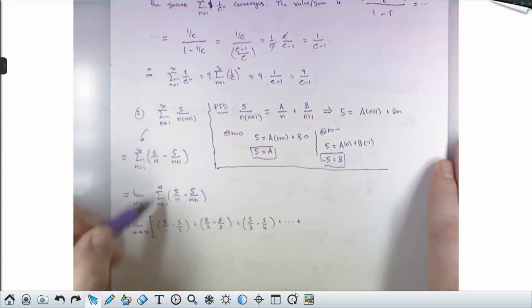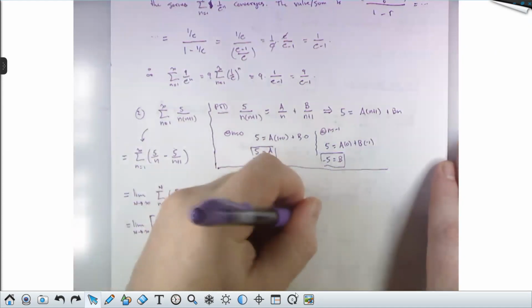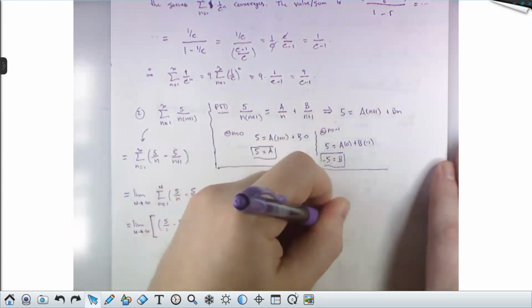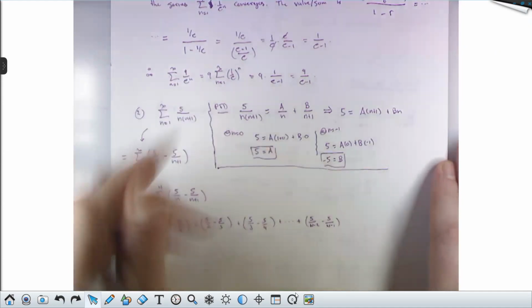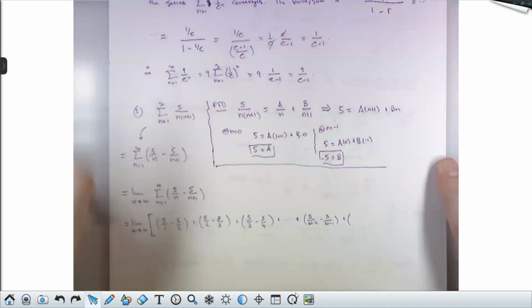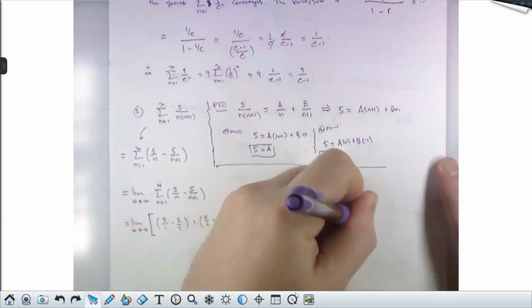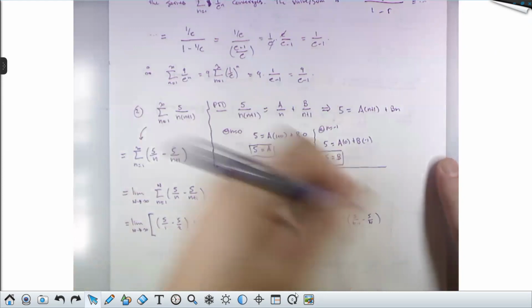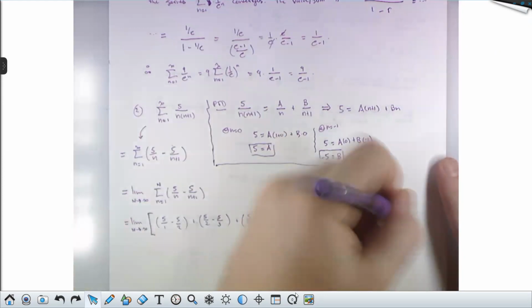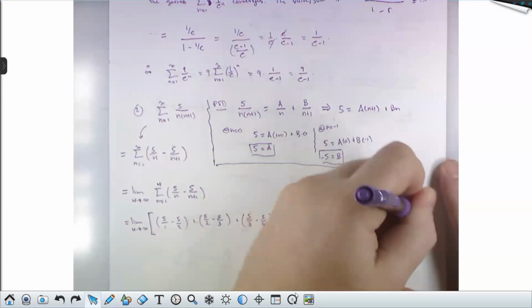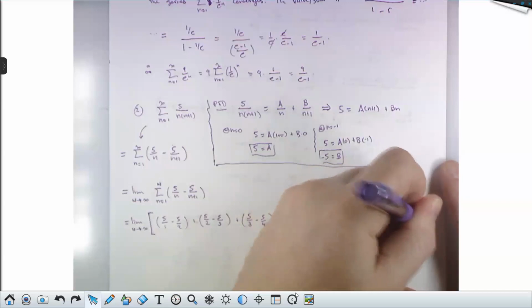The third to last term is when little n is equal to capital N minus 2. And that would be 5 over capital N minus 2 minus 5 over capital N minus 1. The second to last term is when little n is equal to capital N minus 1. So that would be 5 over capital N minus 1 minus 5 over capital N. And the last term is when little n is equal to capital N, that's 5 over capital N minus 5 over capital N plus 1.